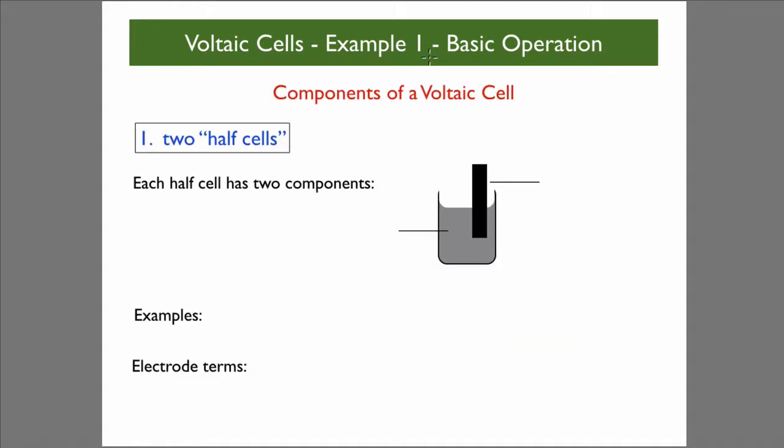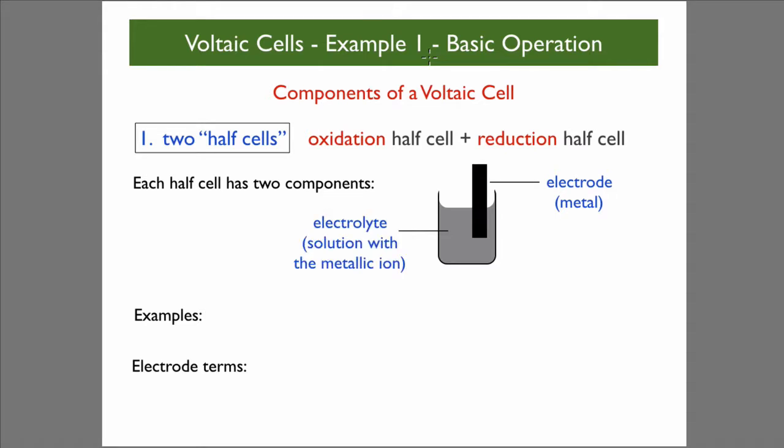Okay, let's look at the components of a voltaic cell. First of all, we've got the 2 half cells. Each half cell has 2 components. It has the oxidation half cell and the reduction half cell. Each half cell has an electrode, which is ordinarily metal, and an electrolyte, a solution with the metallic ion. To be clear, the electrode doesn't always have to be metal. So examples would be zinc and zinc sulfate, copper and copper sulfate, and nickel and nickel nitrate.